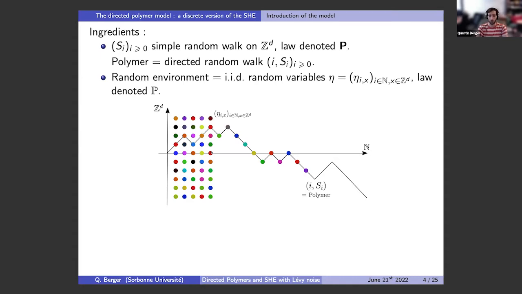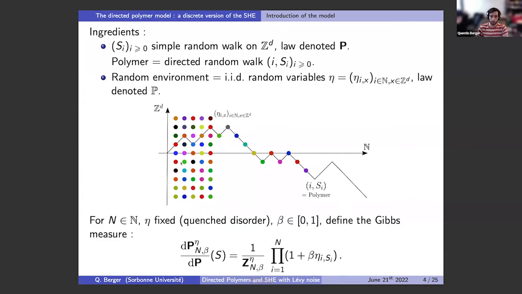So how do you construct the model in that case? The idea is that for each trajectory of the random walk, so for each shape of the polymer, you look at the random variables that sit on the trajectory, and it gives you a weight of the trajectory. For each trajectory, you have a weight which is given by the product of 1 plus beta times the random variables that you see along the trajectory.